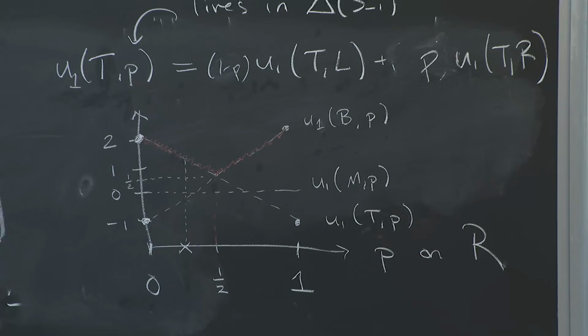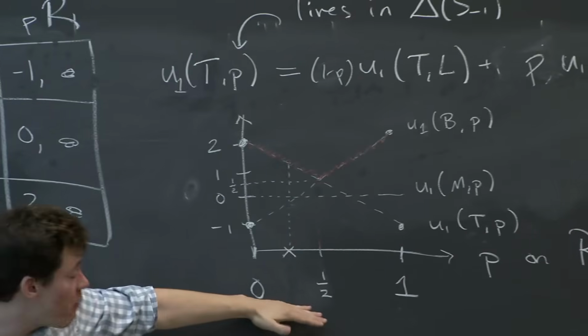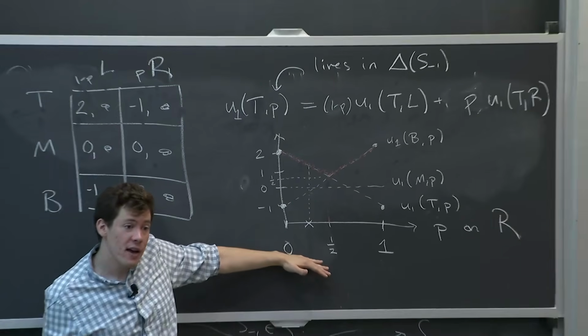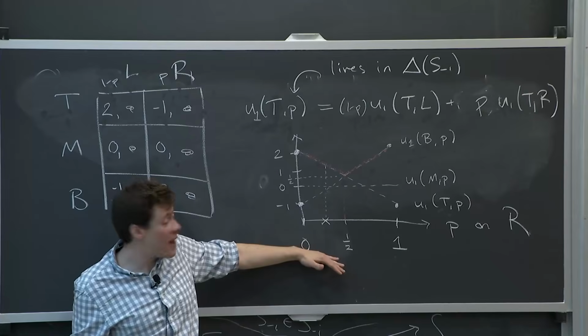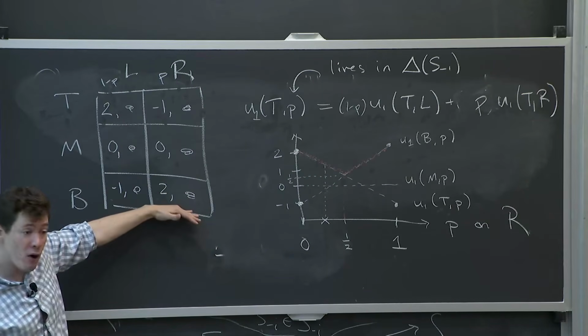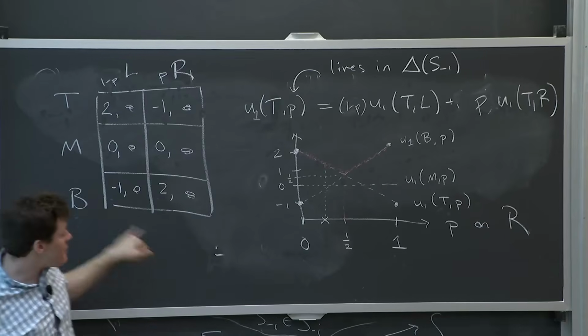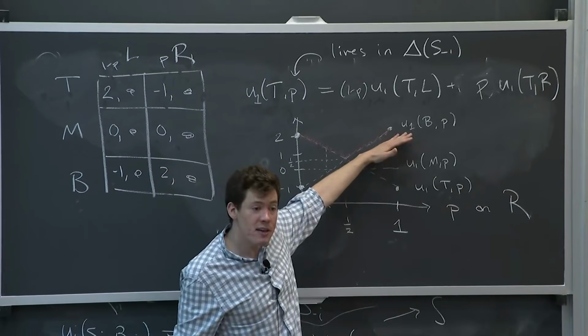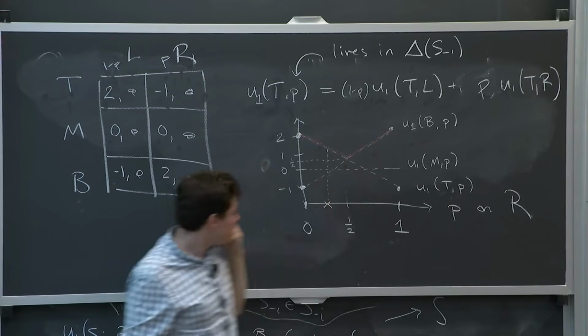Great. Does this make sense? Well, yes, right? Because T does really well if my opponent plays left. So if my probability on right is small enough, and I think it's likely enough that my opponent is playing left, then T is the best option. If it's likely enough that my opponent is playing R, then B is the best option, and we see that B is a best response.